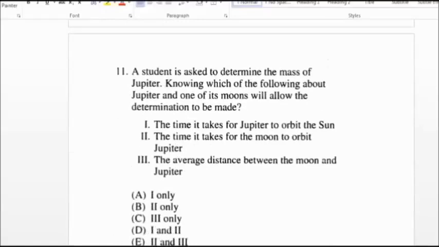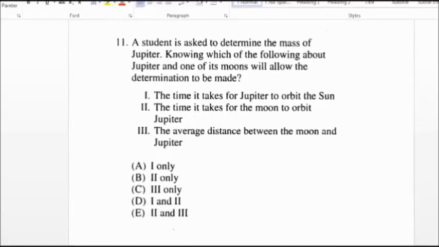The 11th question is, a student is asked to determine the mass of Jupiter. Knowing which of the following about Jupiter and one of its moons will allow the determination to be made. So now we need to know which parameter is affected by the mass of Jupiter. The time it takes for Jupiter to orbit the Sun is not affected by the mass of Jupiter. It is affected by the mass of the Sun and the radius of Jupiter's orbit. So the first option is not useful to find the mass of Jupiter.